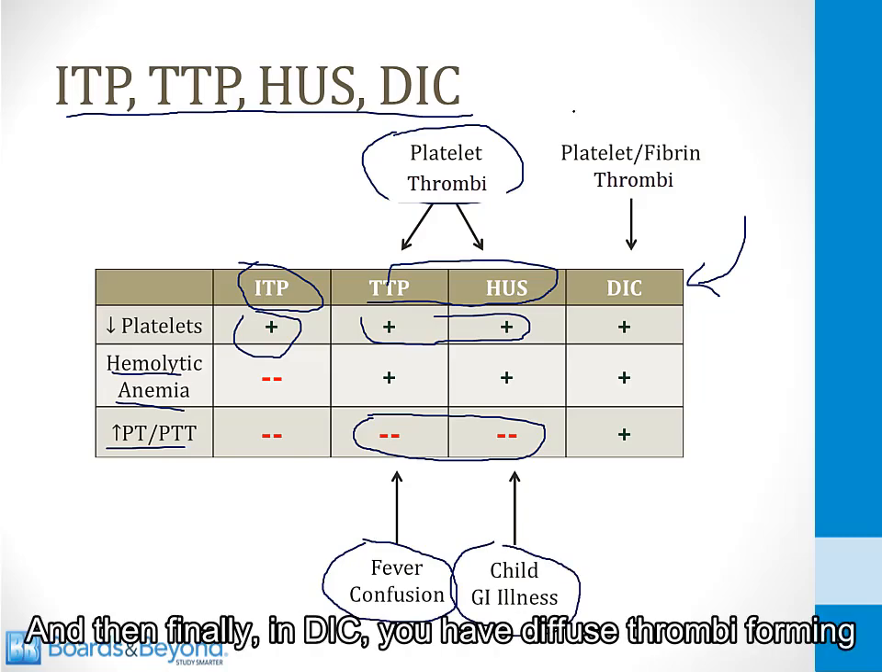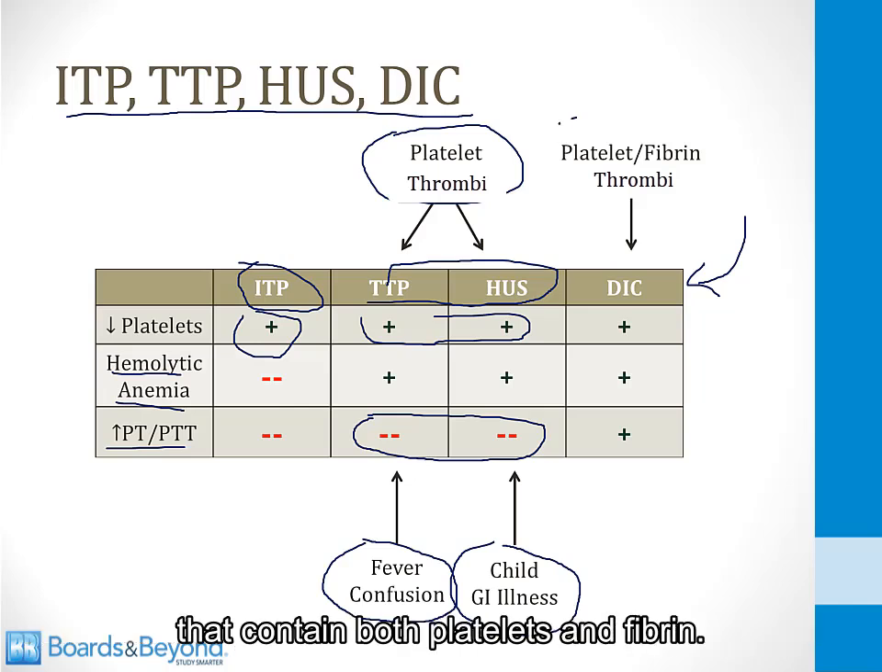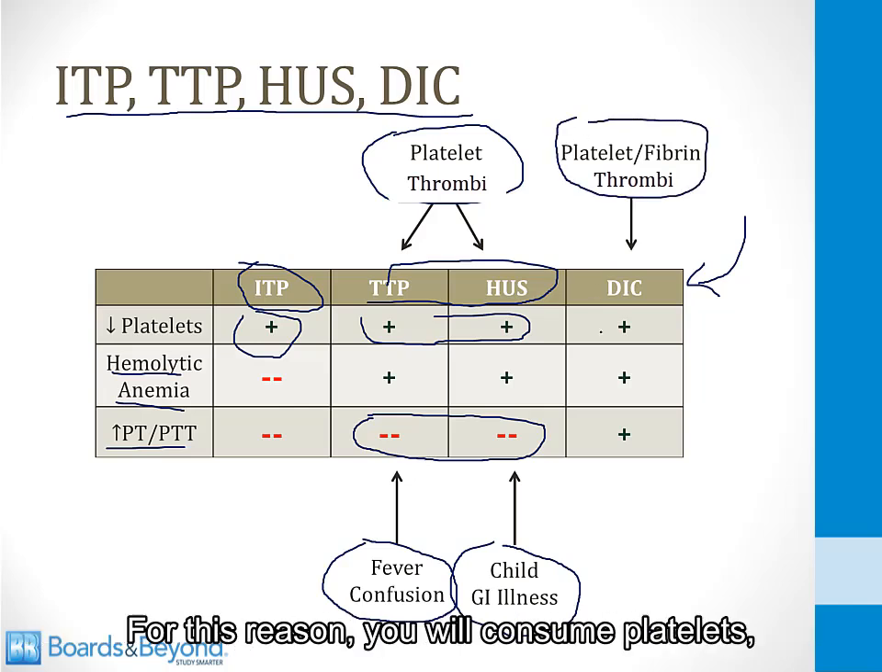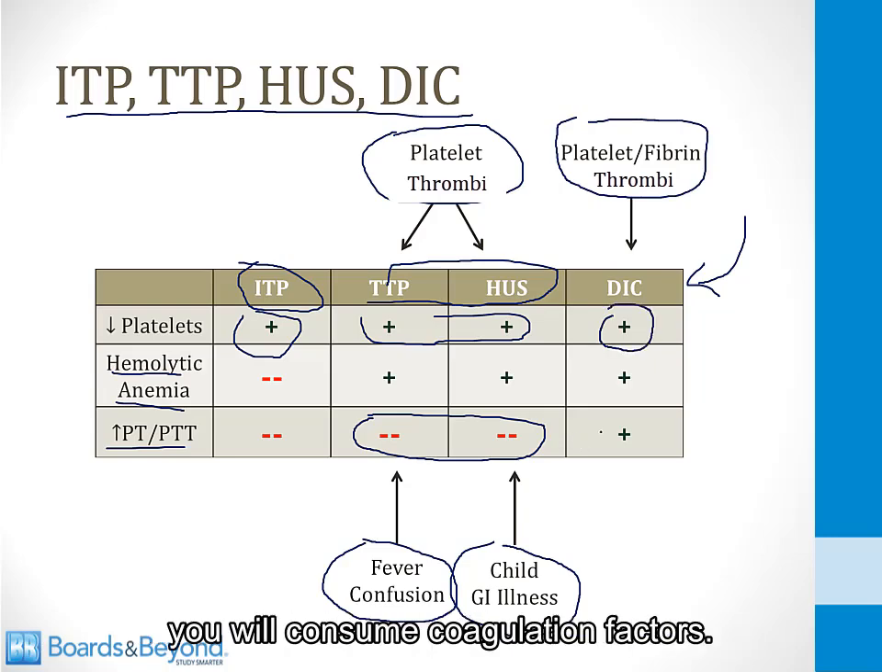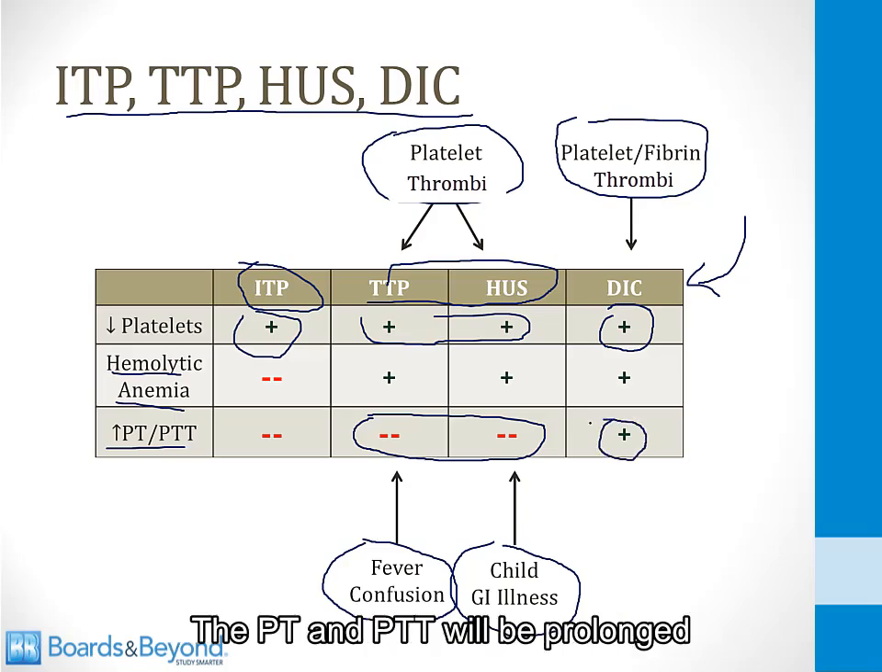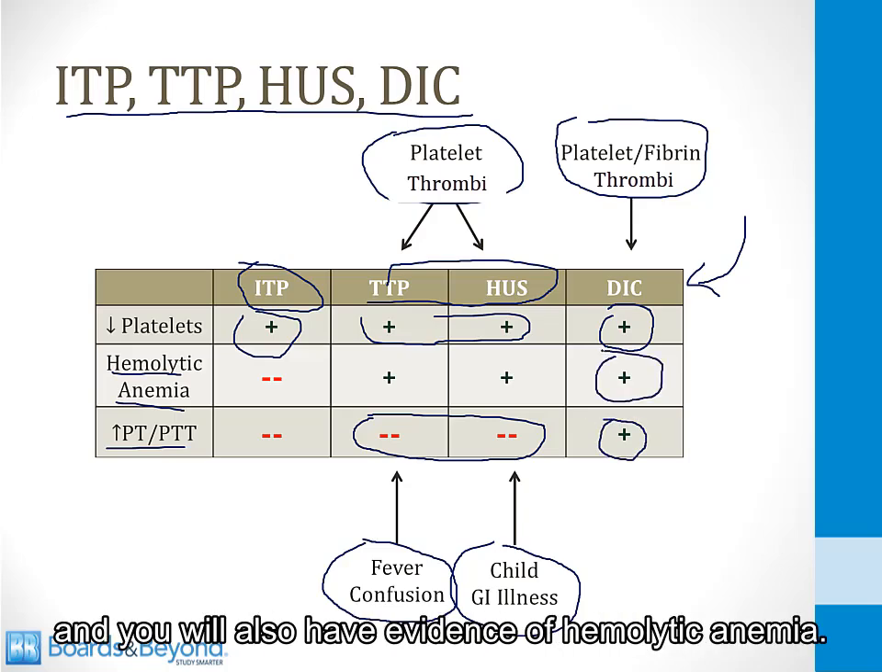And then finally, in DIC, you have diffuse thrombi forming that contain both platelets and fibrin. For this reason, you will consume platelets. Their levels will be low. You will consume coagulation factors. The PT and PTT will be prolonged, and you will also have evidence of hemolytic anemia.